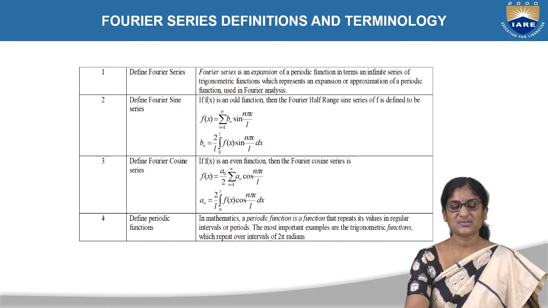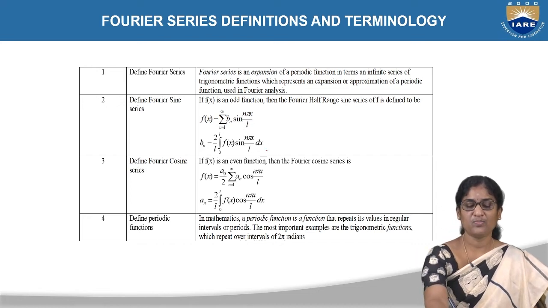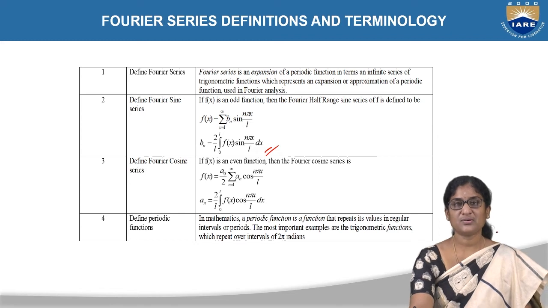If f of x is an odd function, then the half range sine series of f is defined to be f of x equals summation n from 1 to infinity bn sine n pi x by L, where bn is called the Fourier coefficient, and which takes the form 2 by L integral from 0 to L of f of x sine n pi x by L dx.